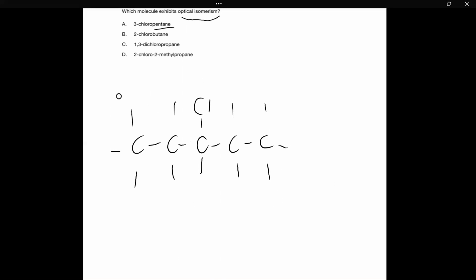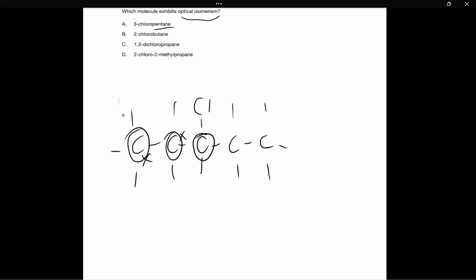Does a chiral center exist? I'm going to start off with the first carbon. Does it have four different groups attached to it? Well, no, because it has three hydrogens. So this carbon is not chiral. Let's look at this carbon. Does it have four different groups attached to it? Well, no, it has two hydrogens, which are the same. So this is not chiral as well.